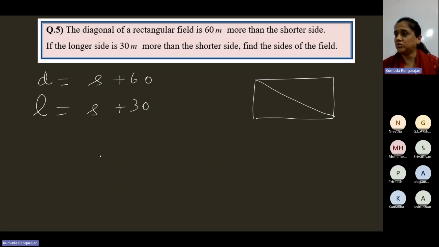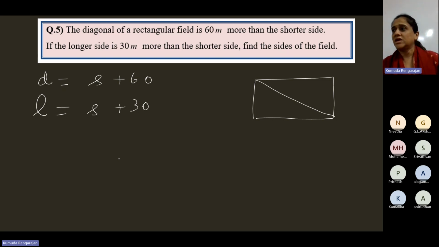This becomes easier to assume. So now we know this, right? You can call anything as x, children. There is nothing like you should take the diagonal as x. What are the three things here? Diagonal, longer side, shorter side. Longer side and shorter side are the sides of the rectangle, the length and the breadth, and then the diagonal.